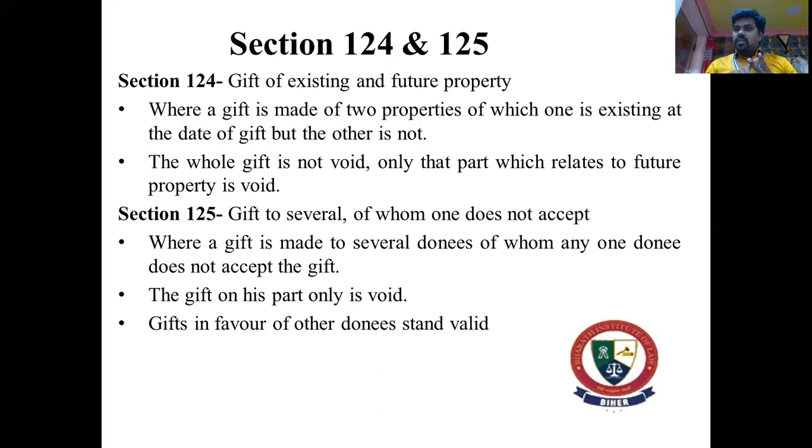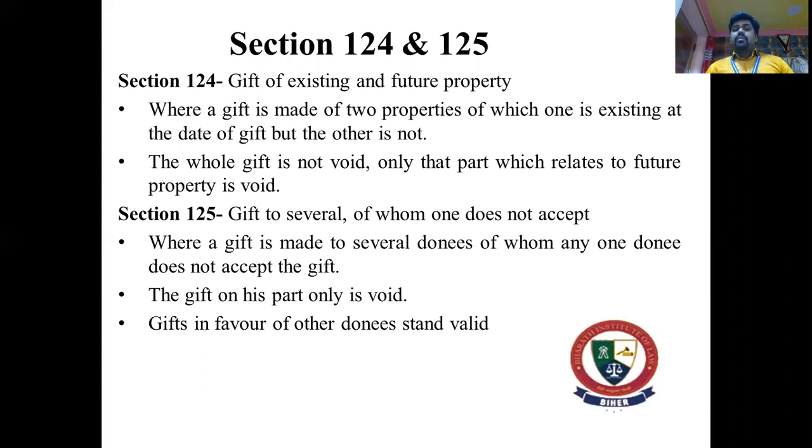So there are two transfers: property A, which is existing in nature, and property B, which is future in nature. What the second part of section 124 says is that the gift which relates to future property is void, and the one which is existing in nature is valid. So property A is valid, property B is void. You can accept property A and enjoy the benefit. There is no need for you to worry about property B because it is not existing in nature. It is future in nature, so it does not come under the purview of gift as per this Act.